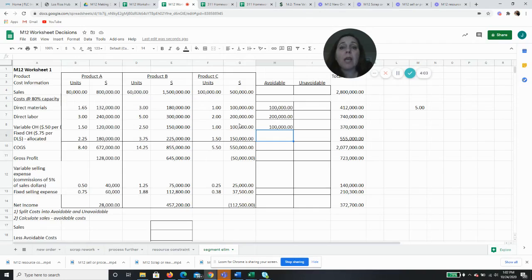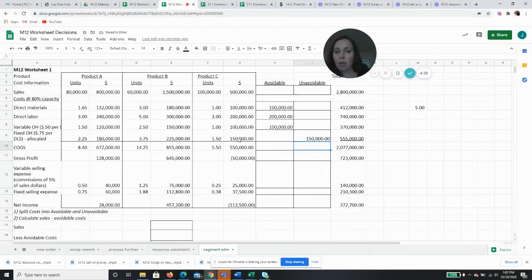to get absorbed. Now, if some of this fixed overhead is related only to product C, let's say it's a depreciation on a machine, and if we don't make product C, we can sell that machine, then that would be an avoidable cost. But usually our fixed overhead is going to be unavoidable because it's cost that's being shared across all three products, and the cost doesn't go away if I stop making just product C. It just means I have to allocate a bigger chunk to products A and B. So we're going to call our fixed overhead unavoidable.